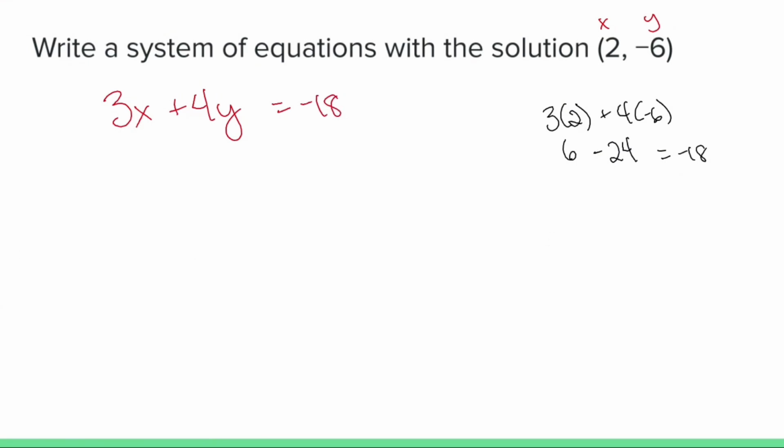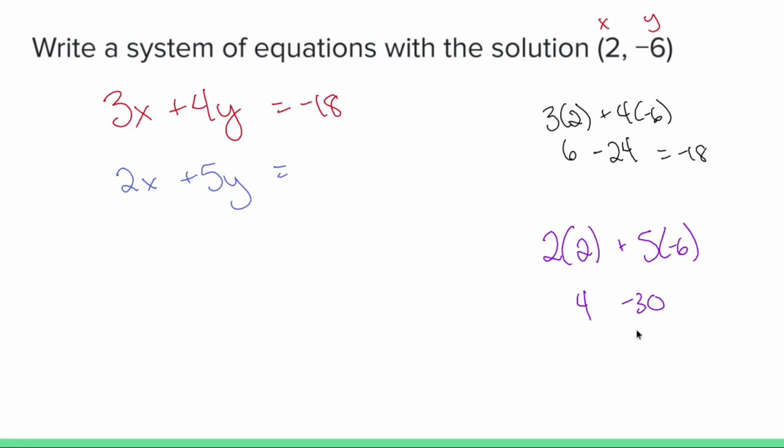See? And if I want to pick another equation, just pick two random numbers again. How about 2 and 5? So 2x plus 5y. Do the same thing over here. 2 times 2 plus 5 times negative 6 is going to be 4 minus 30. Adding those up gets you negative 26. So set that guy equal to negative 26, and you now have a system of equations where if you were to solve it, it would give you the solution (2, negative 6).